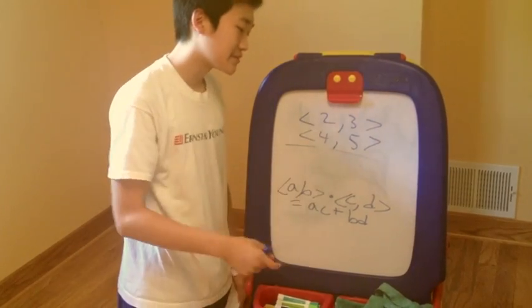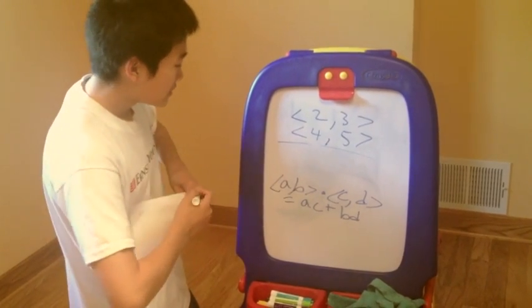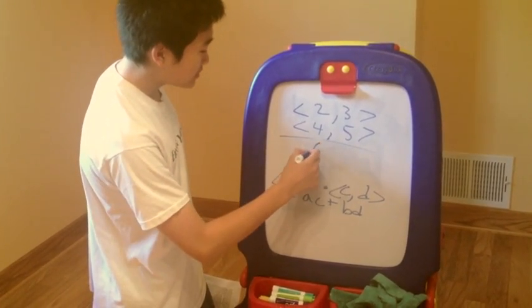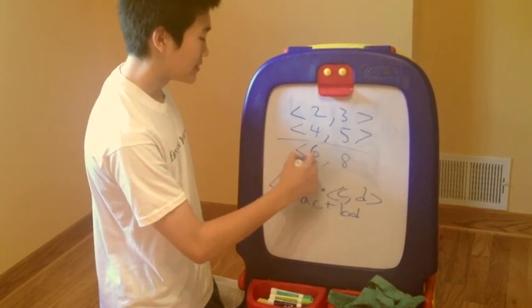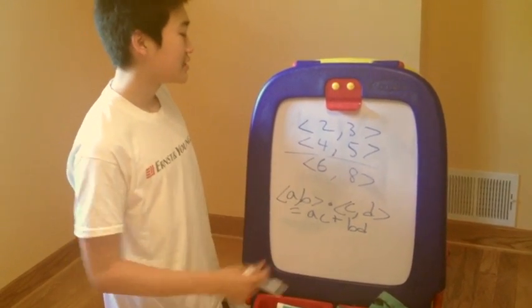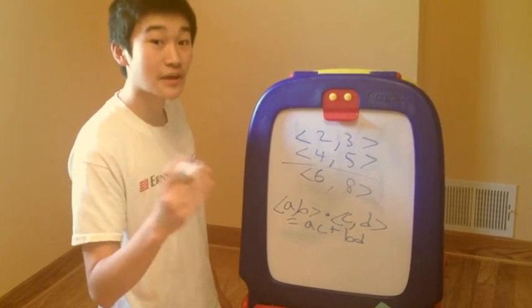Adding these two vectors would be 2 plus 4, which is 6. 3 plus 5, which is 8. And voila, that's your answer. If you're trying to subtract the vectors, subtract them.